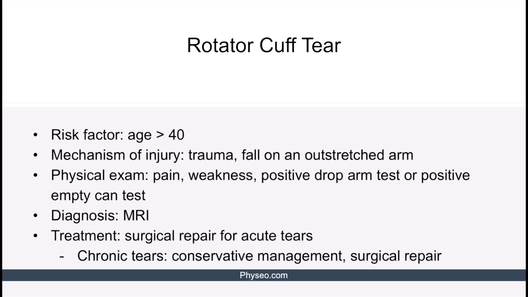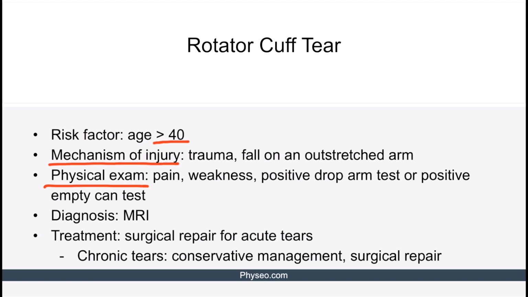Rotator cuff tears are more commonly seen in patients over 40. The mechanism of injury is either trauma to the shoulder or a fall on an outstretched arm. Physical exam will reveal pain and weakness and may reveal a positive drop arm test or a positive empty can test, which we'll discuss in greater detail on the next few slides. Once again, the presence of weakness on exam of rotator cuff tears is in direct contrast to rotator cuff tendinopathy, which presents with pain but no weakness.